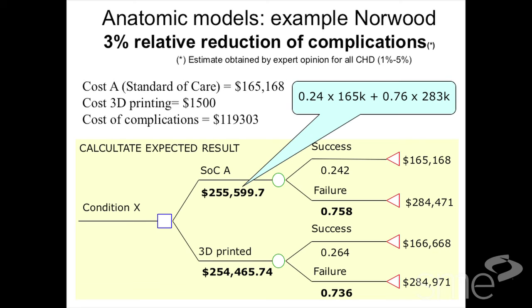In this case, if we have the normal procedure costing 165K and we add the cost of the 3D printing, which is 1,500 euros, you have the cost of success. Then we have the cost of complications, which is quite high in this case. It's $119,000. So if we have a reduced failure rate of 3% relatively, then we can also calculate what the costs are going to be. The cost of the first is about 255. And when we use 3D printing, in this case, we could actually reduce costs.